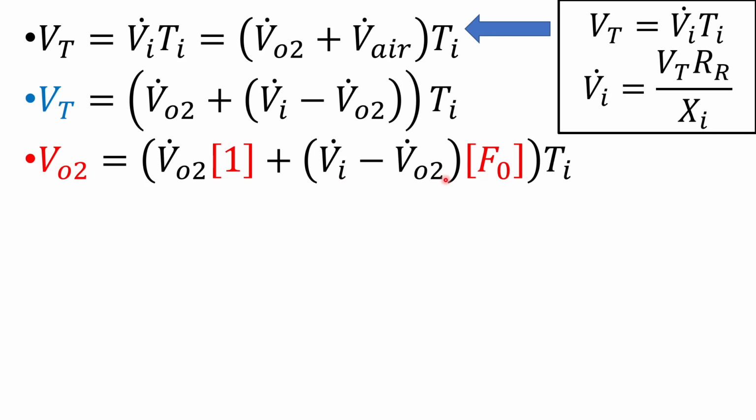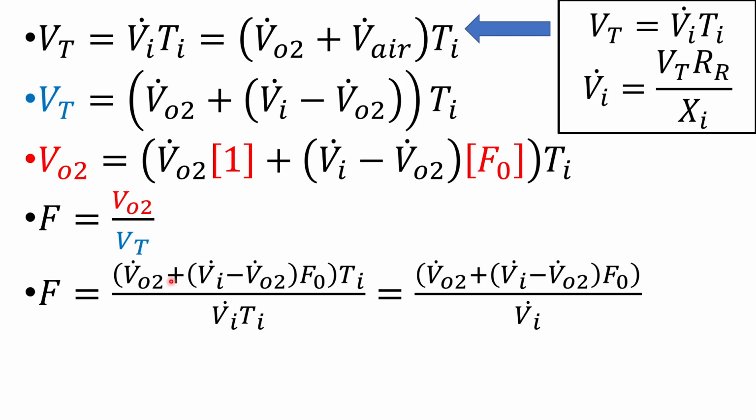And then the air, or the remainder of what we pick up, is going to be carrying F0, which is roughly 21%. And so this times the time that we're in inspiration, because flow times time is the volume, will give us the volume of O2 that the patient breathes in. And so remember, what we're looking for is the fraction of O2, so we want to know the volume of O2 over the volume total that they breathe in, because that will give us how much O2 is taken in. So let's go ahead and put this red formula up top and then this blue formula down here.